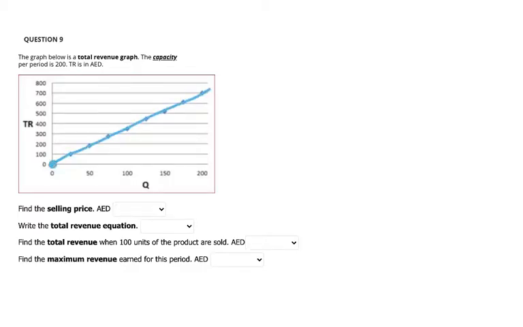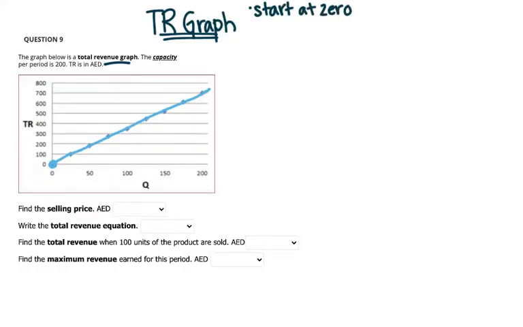Okay, looking at this graph, if I were to connect the dots, it looks to me like the graph starts at 0, 0, and I can confirm by the instructions, yes, it's a total revenue graph, and the characteristics of the total revenue graph are that they always start at 0. Why? Because if you sell nothing, you have collected no money from sales. Not only that, you can find the selling price by finding the slope of this graph.